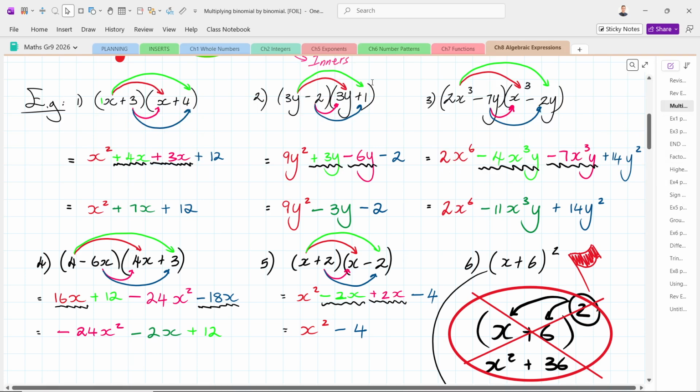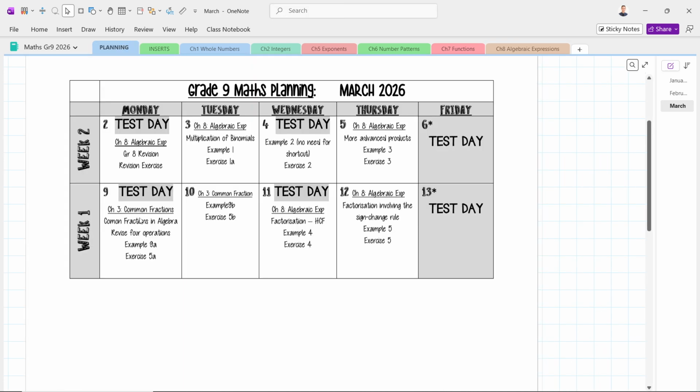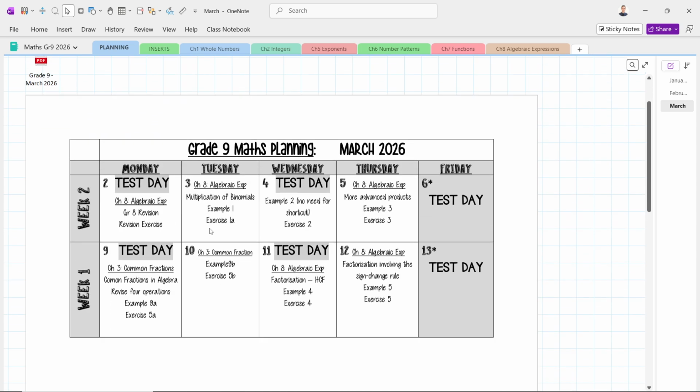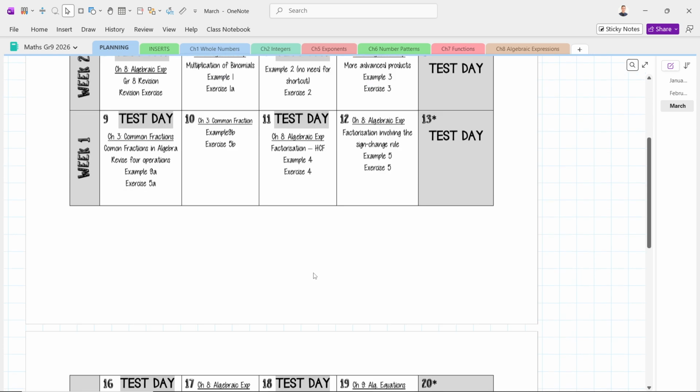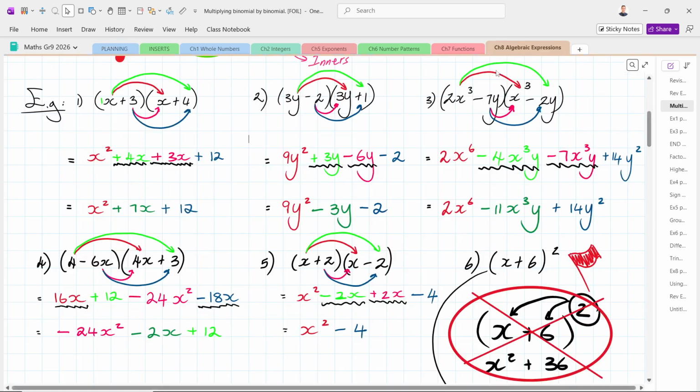But that we look at after we have a quick look at your fractions chapter. As you can see, it's just revision of common fractions in algebra and basic things with regards to fractions, and then we come right back to factorization, doing all the different types of factorization. Okay?